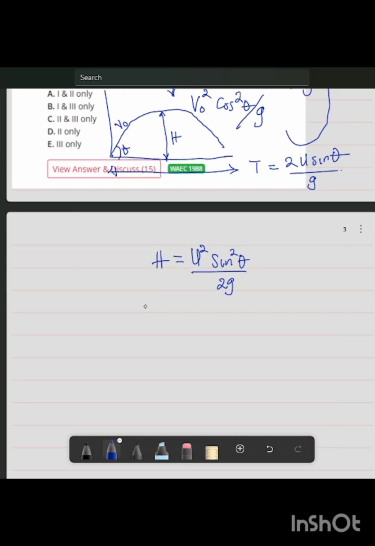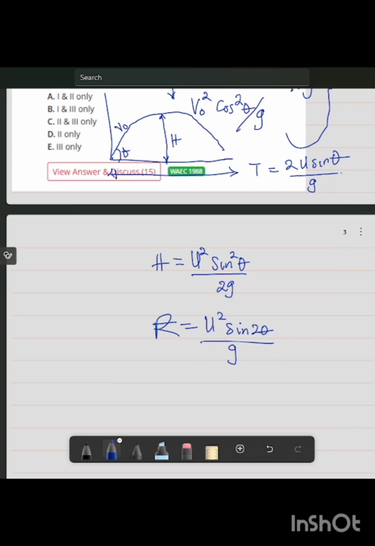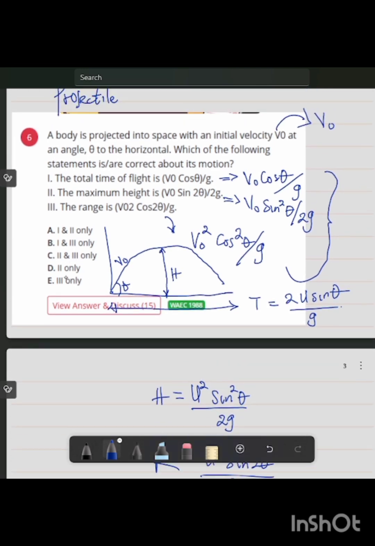And also we have the time of flight, which has been discussed. The range is given by u square sine 2 theta over g, which happens to be the acceleration due to gravity. Since none of the statements are correct, and the options are still given, and none of them says none of the above, I think taking any option here would pretty much equal the same score.